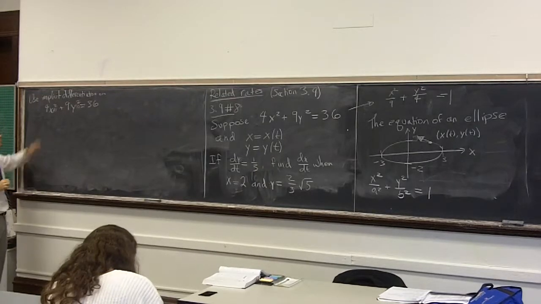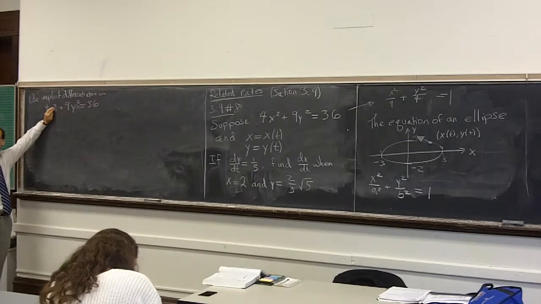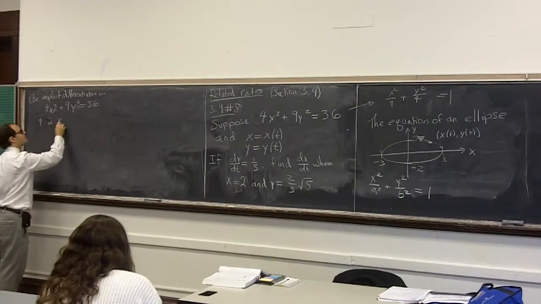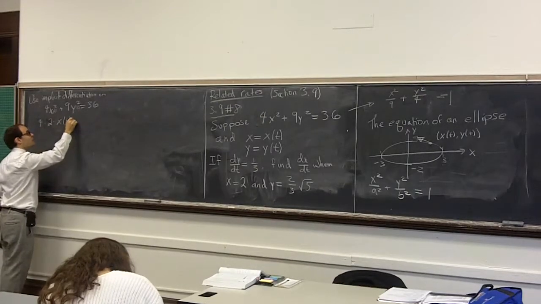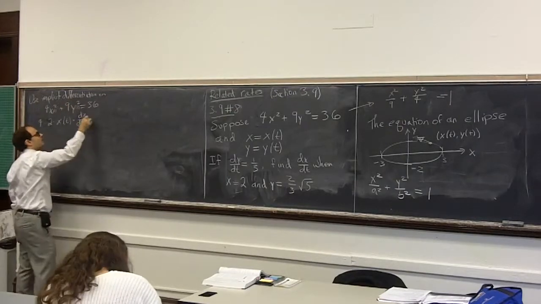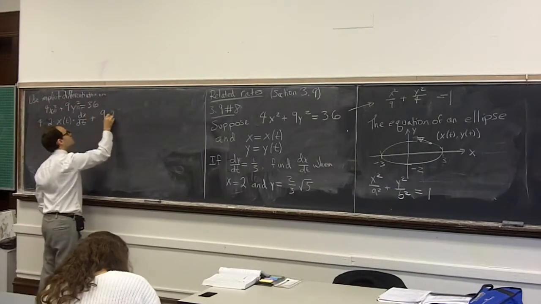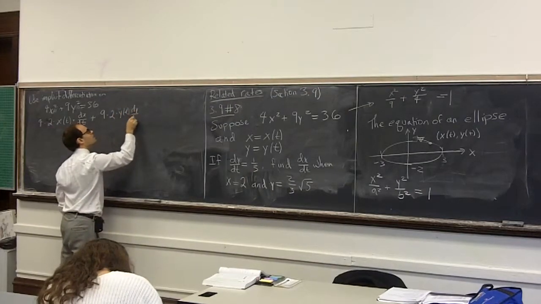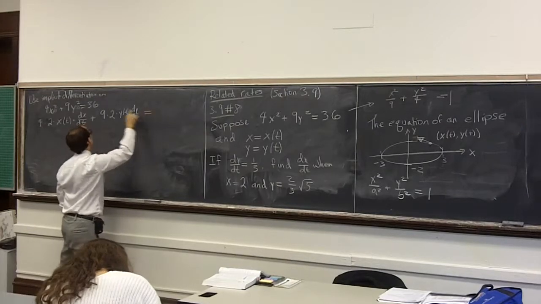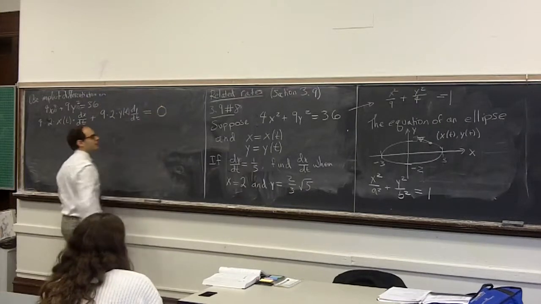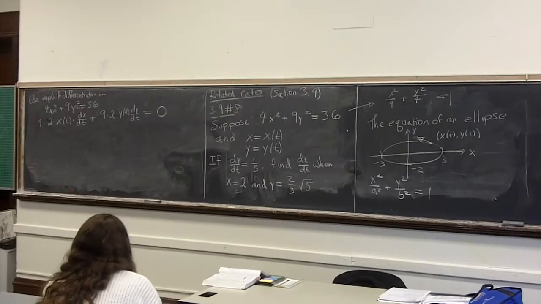Well, what's the derivative of something squared? 2 times something, right? So this is 4 times 2 times x of t. And chain rule says you need to write dx dt. Same kind of idea here. It's 9 times 2 times y of t, dy dt. And this is equal to, what's the derivative of 36? 0. Okay. So this is now a relationship between dx dt and dy dt.